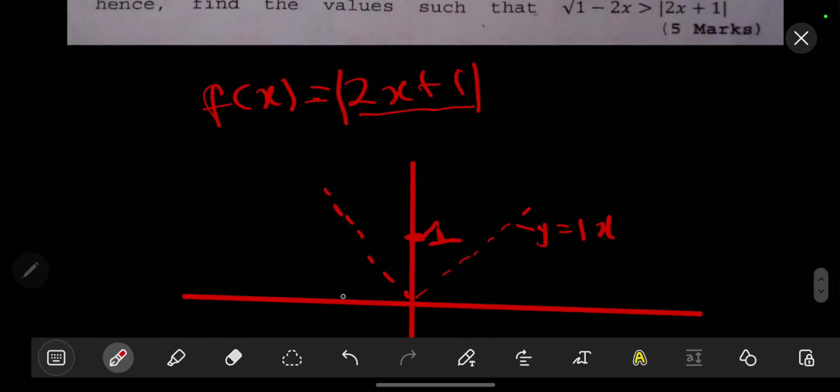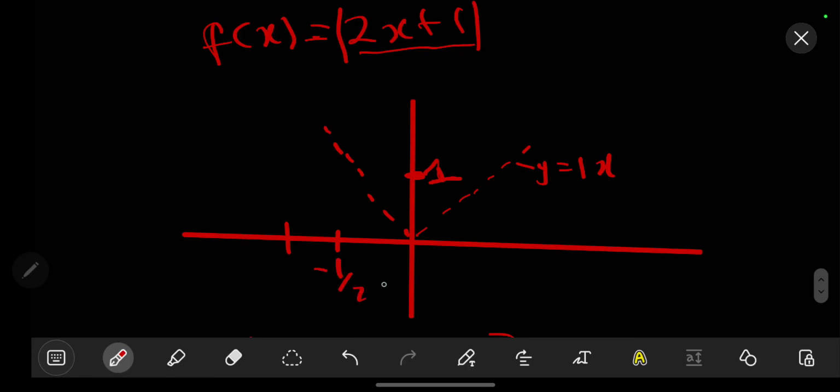So the graph will start at, let's say if this is 1, negative 1 over 2 is here. So negative 1 over 2 like that. Then it will pass at 1 like that. So this is our graph. This is our first graph.